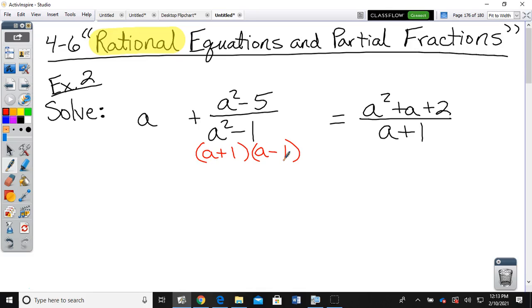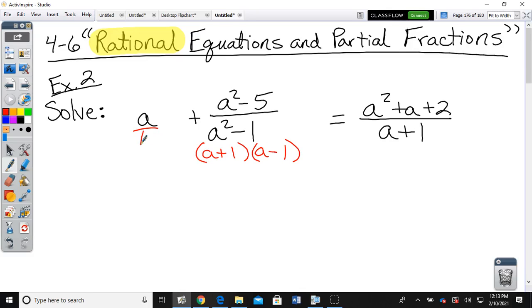All right. So, a plus 1, a minus 1. This is that denominator. This denominator is a plus 1. What's the denominator on this one? Nope. It's just 1. Okay? It's just 1. So, what would the common denominator be? All I have to do is take all the denominators and what? Combine them, which is basically these two.